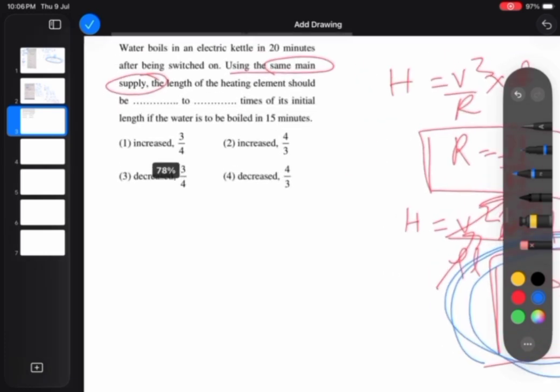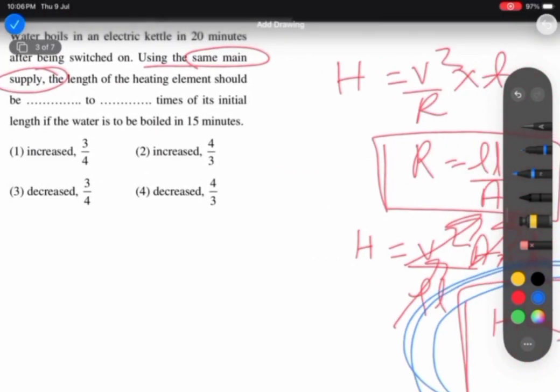So if we look at the options, first of all the length is decreased, so the answer will be either the 3rd or 4th option, and the length is decreased to 3 by 4 of its initial value, so the 3rd option will be the right answer.